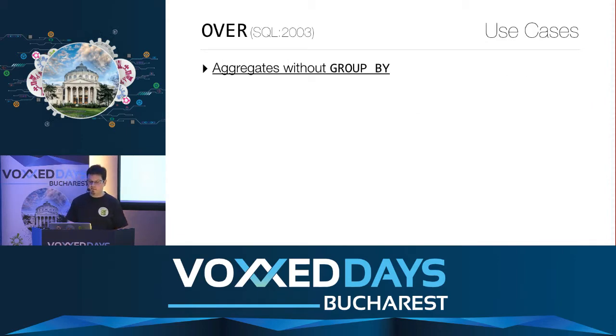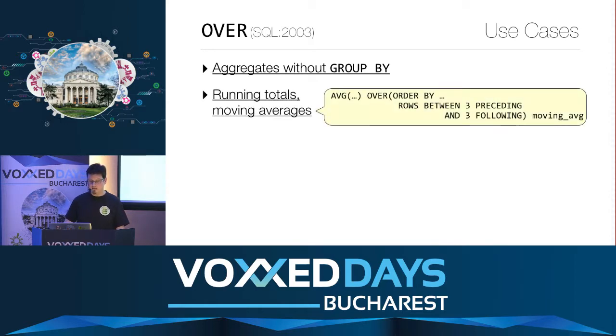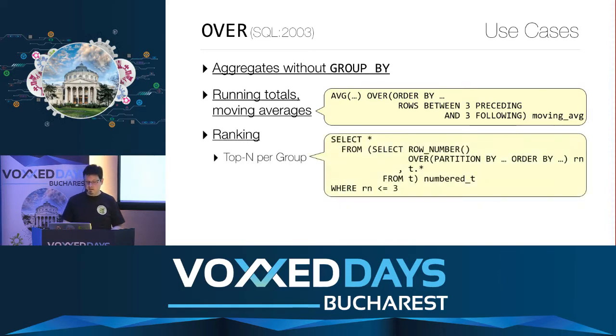So what are the use cases for this over clause? Aggregates without group by. Whenever you want to do an aggregation but don't want to do a group by, go for over. That's it. Running totals, moving averages. Yet another example. You can say rows between 3 preceding and 3 following. That's beautiful, huh? Ranking, top n per group. Again, another way to implement top n per group is to number the rows where you use the partition by clause to group, and then you filter on those you are interested in.